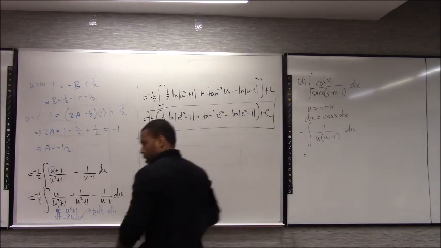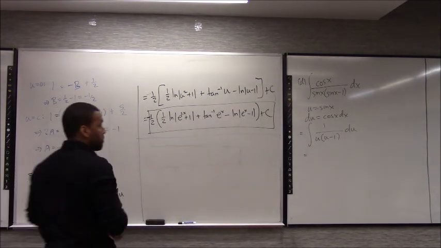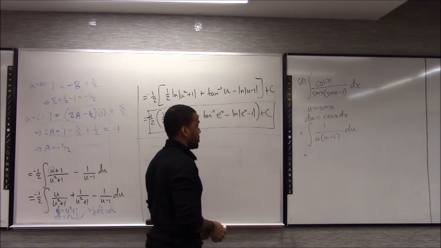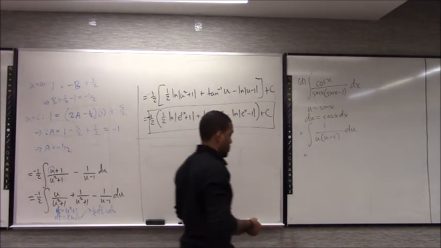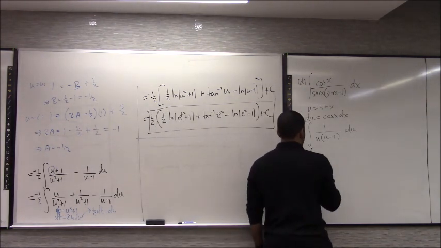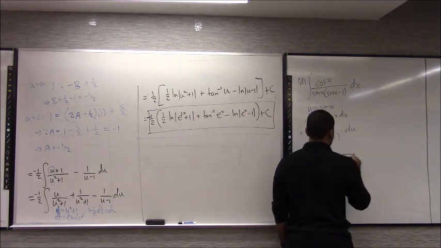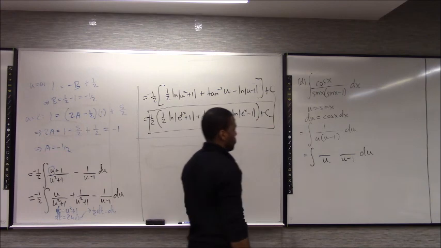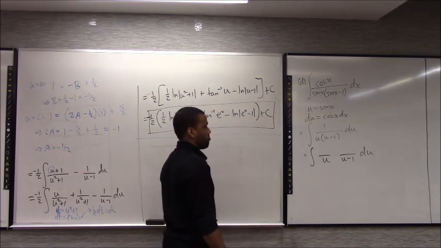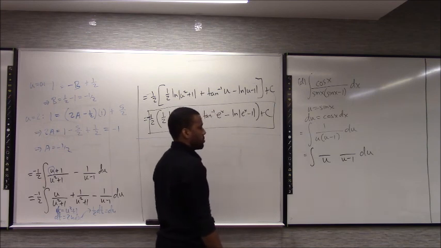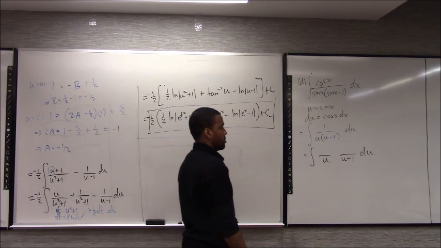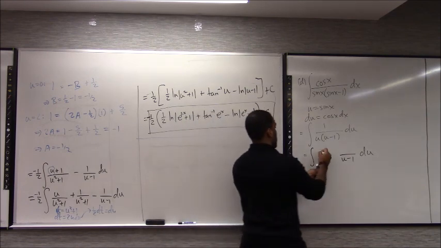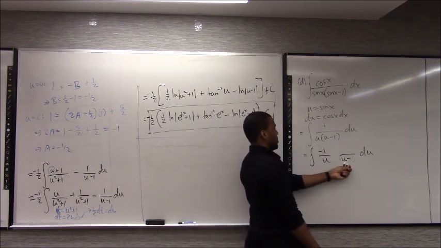Okay, how do you deal with that? Then you do partial fractions. So it's going to be over u and u minus 1. What are the coefficients? A and B. What are A and B? Negative 1, negative 1. Negative 1 and 1.